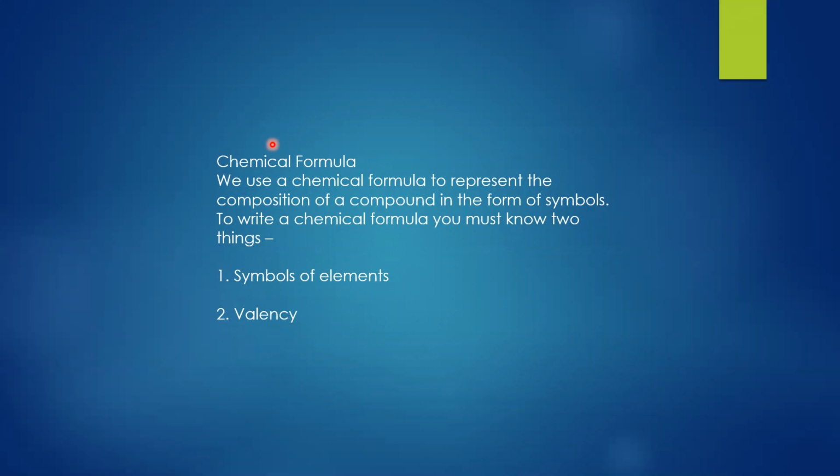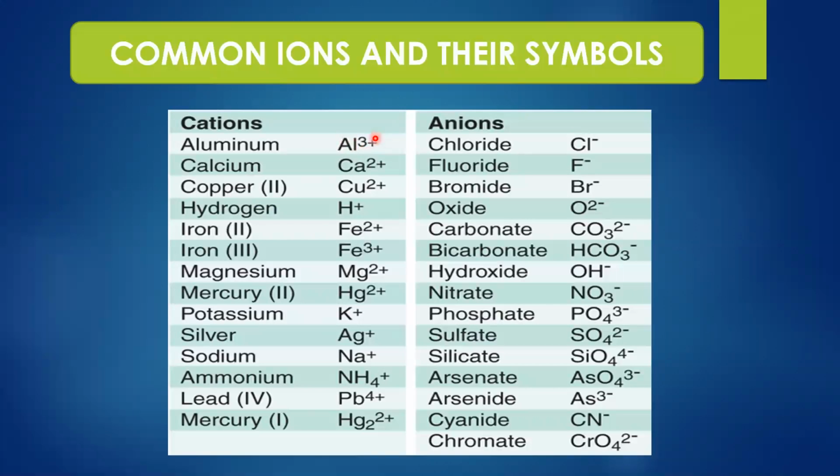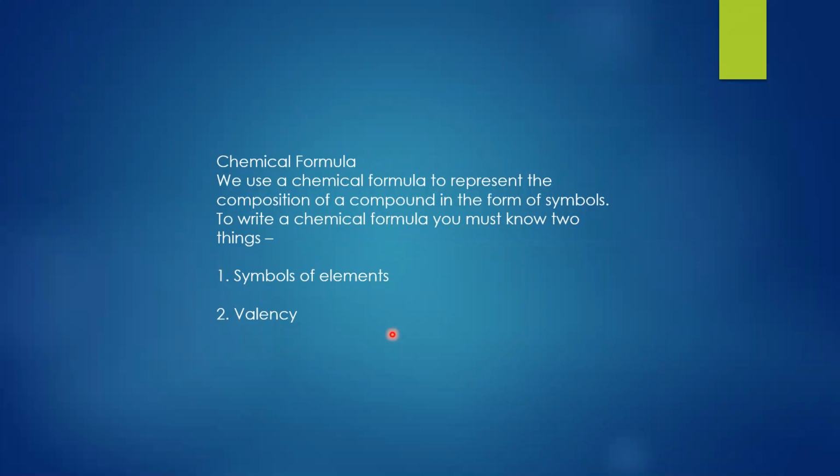Let's proceed further and learn how to obtain a chemical formula and why it is necessary to learn. We use a chemical formula to represent the composition of a compound in the form of symbols. To write a chemical formula, you must know two basic things. First, symbol of elements. Second, valency. What are valencies? The charges that it has. Valency is derived from the word valence electron. Valence electron means the electron present in the valence shell, that is the outermost shell. So valency is the combining capacity of an atom or an element.